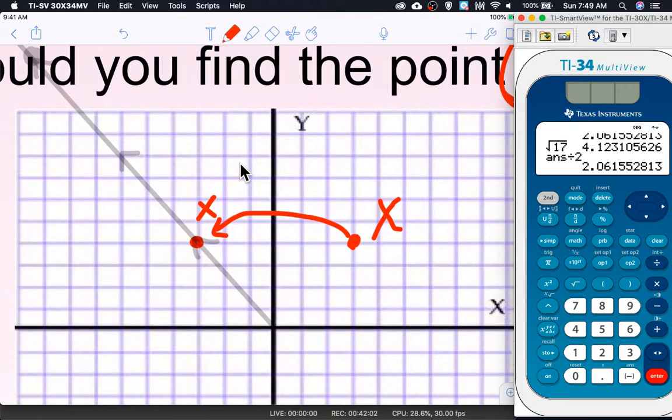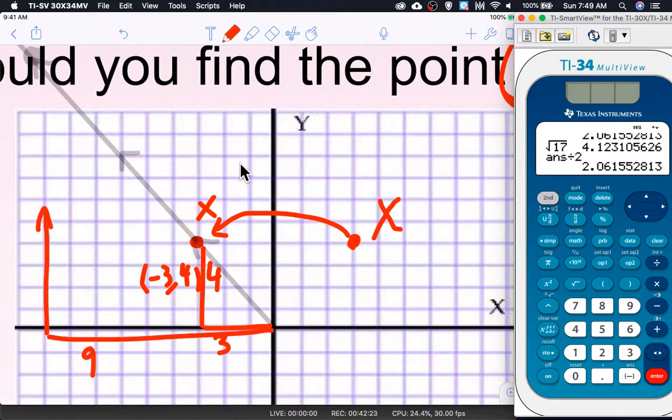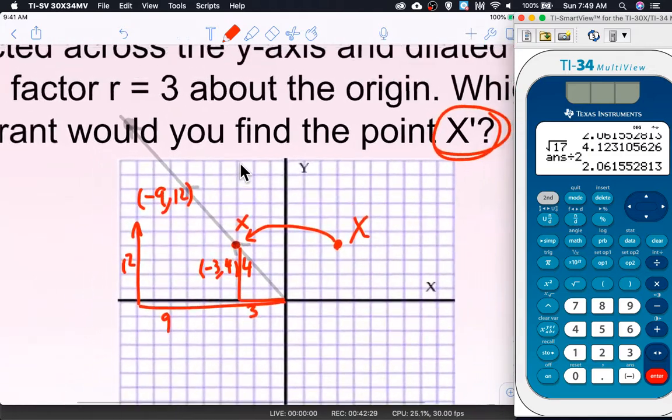Right now, this has the coordinates of -3, 4. If we go 3 times farther away, instead of going 3 this way and 4 this way, 3 times farther would be 9 this way and 12 that way, which would be the point -9, 12. So if you wanted the point, there it is. I mean, again, that was a pretty good estimation.